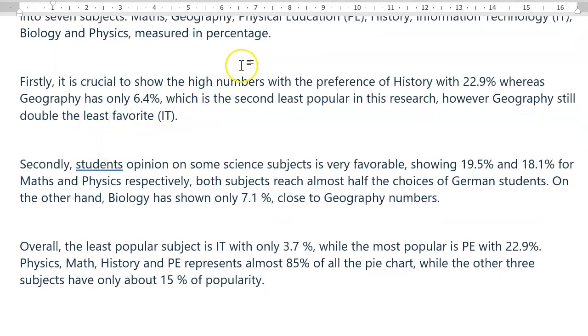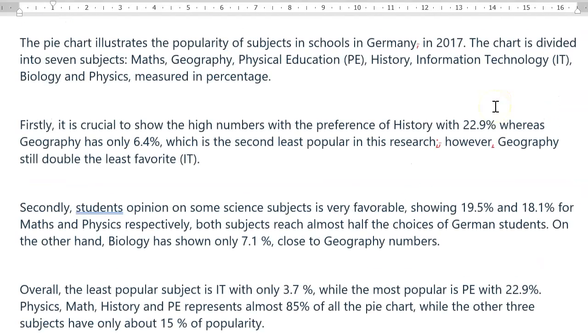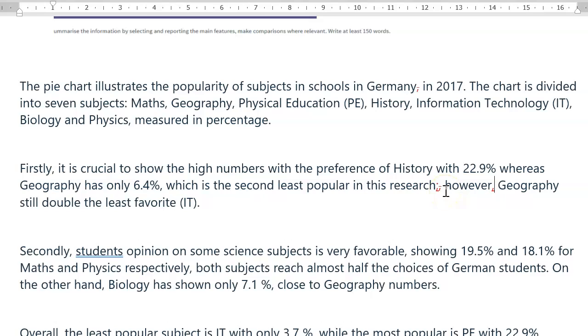Firstly, it is crucial to show the high numbers with the preference of history with 22.9, whereas geography has only 6.4, which is the second least popular in this research. However, geography is still double the least favorite. I am not sure what you mean. First of all, if you intend to have this as one sentence, before however, place a semicolon and place a comma after however. Or it would be an even better idea, I believe, to have this sentence as a separate sentence.